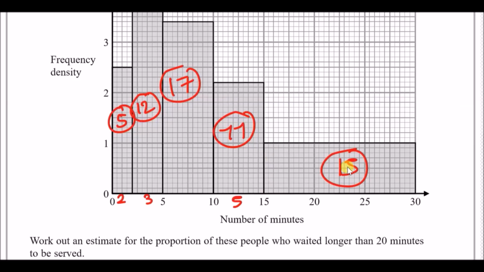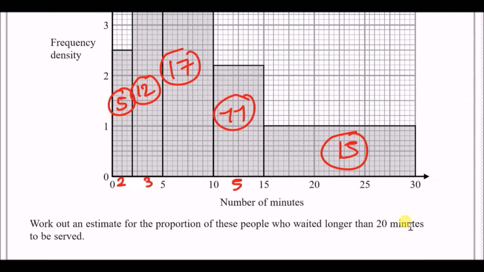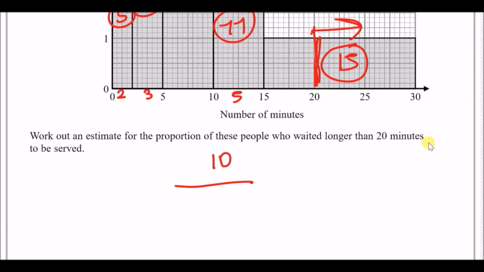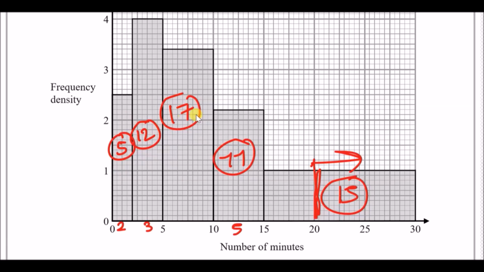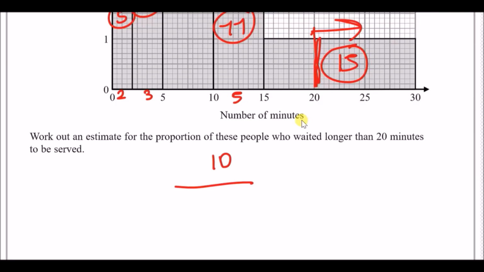Now we need to work out an estimate for the proportion of these people who wait longer than 20 minutes. Longer than 20 minutes is from here, across. So the number of people who wait longer than 20 minutes is 10 by 1, so we've got 10 people. Now it's going to be 10 people out of the total population, so we need to add up all of these numbers. It's going to be 5 plus 12 plus 17 plus 11 plus 15, which is 60. So 10 out of 60, in other words, 1 out of 6.